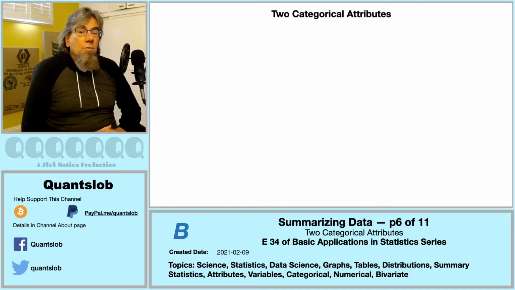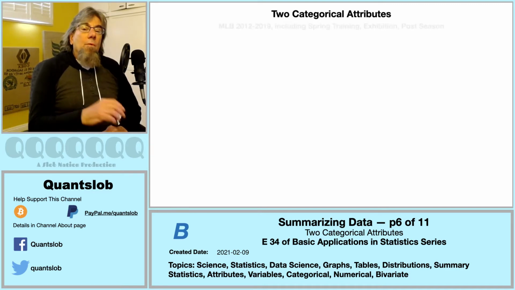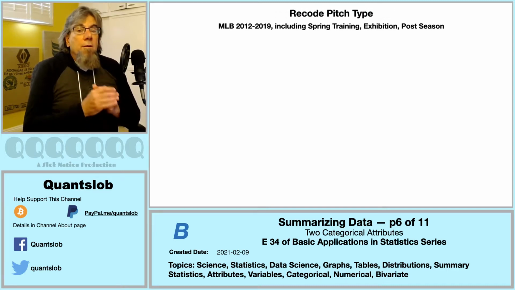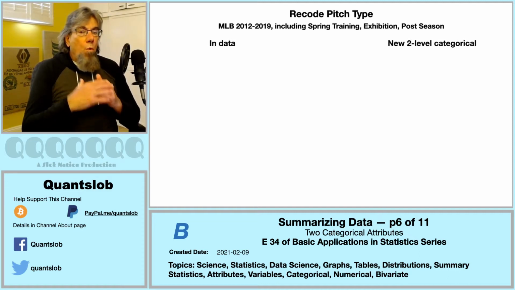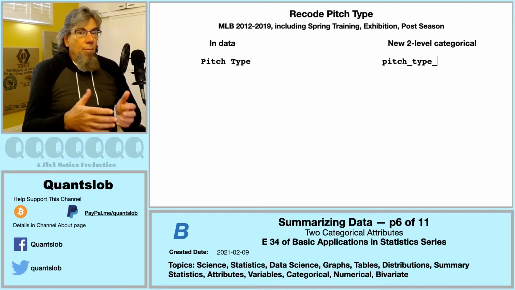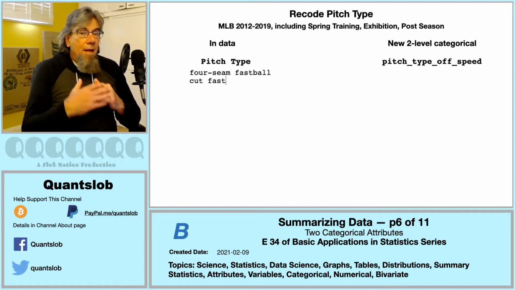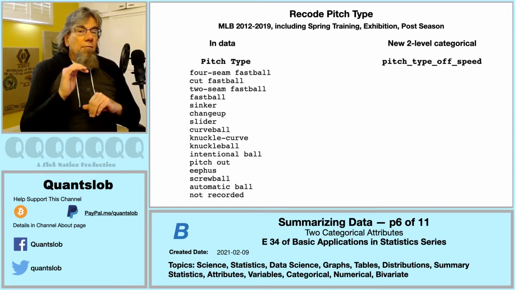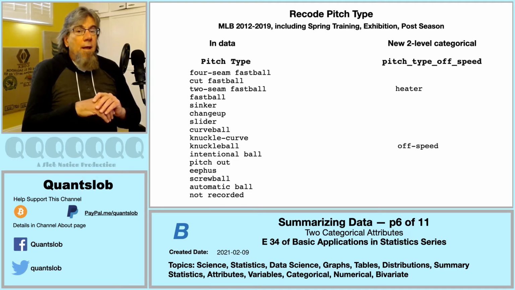So let us return to our Major League pitch by pitch data. With total deliberation, we're going to recode our pitch type categorical attribute. Including the category not recorded, pitch type has a total of 16 categories. By the way, we can call this attribute a 16-level factor. That's just another way of saying a categorical attribute with 16 categories.